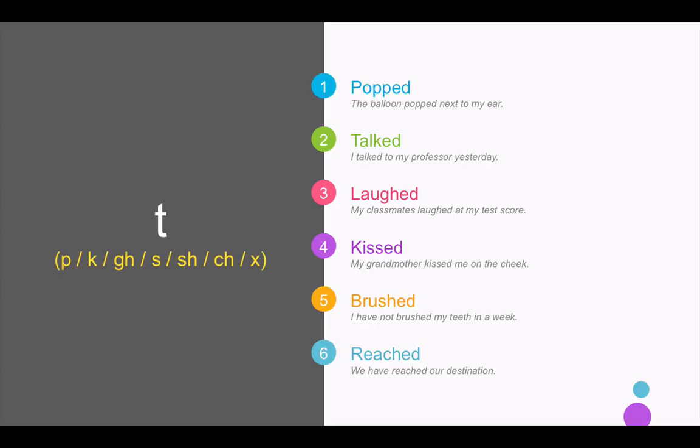Laugh, "t," laughed. My classmates laughed at my test score. Kiss, "t," kissed. My grandma kissed me on the cheek. Brush, "t," brushed. I have not brushed my teeth in a week. Yuck, that's pretty disgusting. Last one, reach, "t," reached. We have reached our destination.